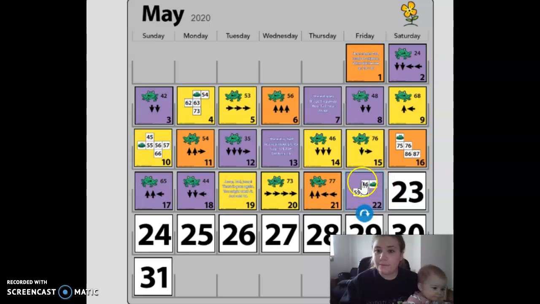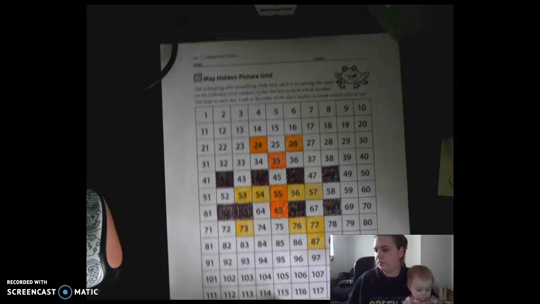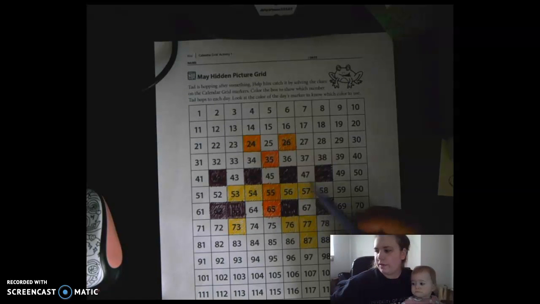We have a purple card. So we have to get to the number 47. Let's go to our picture grid to see how we're going to get there. All right, so we're starting on 77 and working our way to 47. So here we are in 77. We have to go all the way to 47.